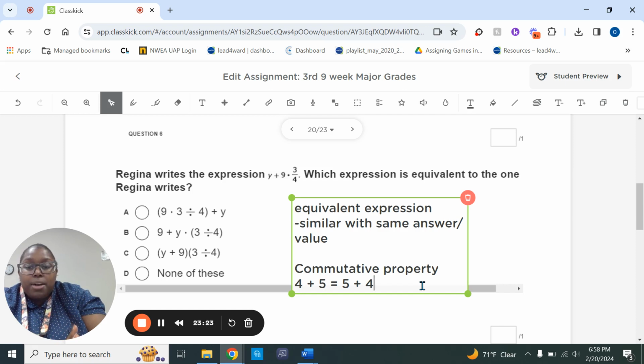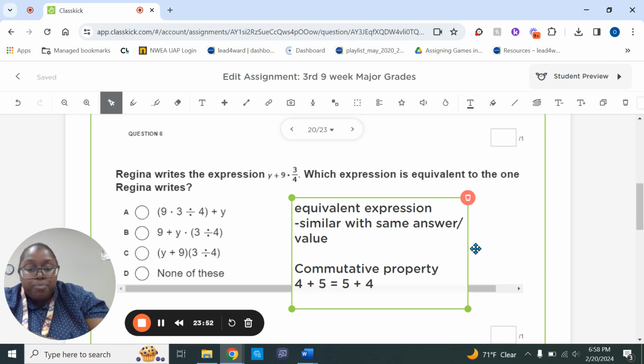Now, the only thing about this is, notice how the commutative property doesn't have anything attached. Only these two numbers can switch spots. But I will let you know, if one of these numbers needed to be used in a multiplication problem, remember, multiplication comes before addition. So I wouldn't be able to use the commutative property if one of these numbers needed to be multiplied with.